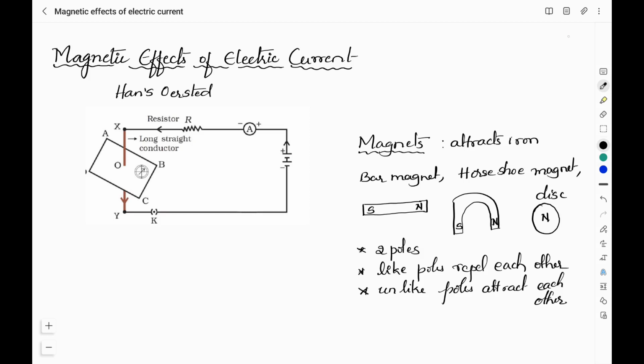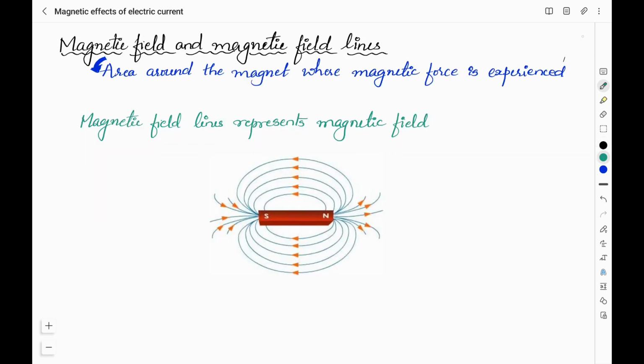Next important thing to remember is the properties of magnetic field lines. You should know what magnetic field is and what magnetic field lines are. Magnetic field is the region around the magnet where magnetic force is experienced. And these magnetic field lines represent the magnetic field. Here in this diagram, you can observe the magnetic field lines of a bar magnet.